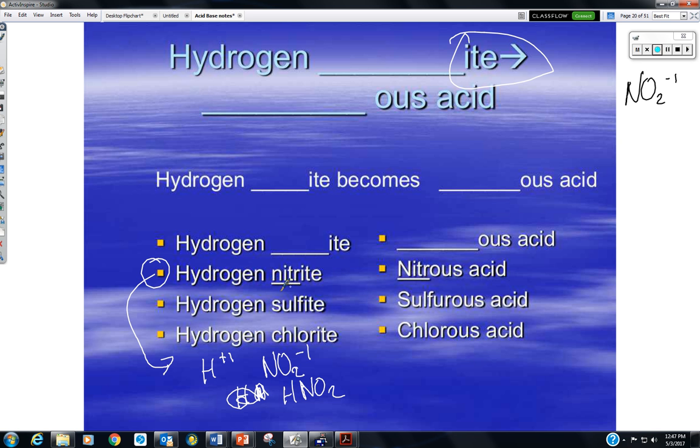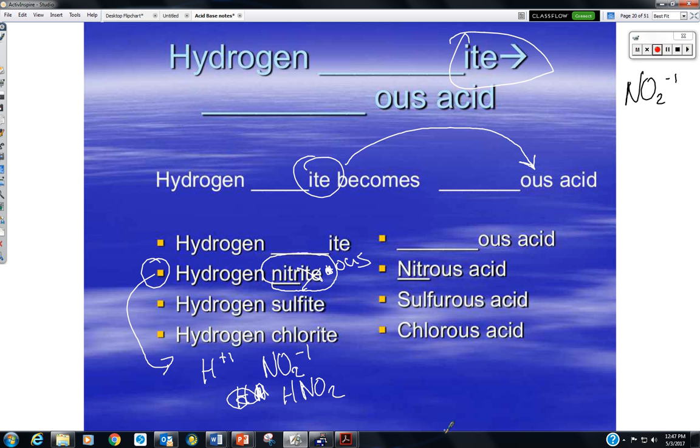Now, the only thing that we're going to look at is the actual name of the polyatomic ion that's in there. So we have hydrogen nitrite. If it ends in ITE, it changes to be OUS with acid behind it. So nitrite becomes nitrous. We get rid of the ITE and add OUS. Nitrite becomes nitrous acid, sulfite becomes sulfurous acid, chlorite becomes chlorous acid.